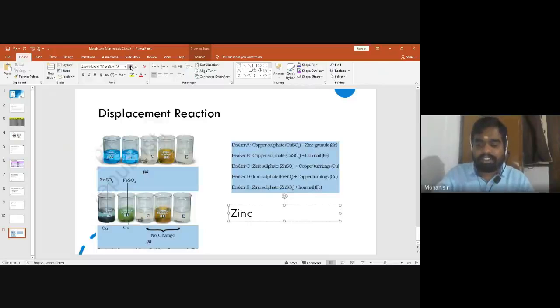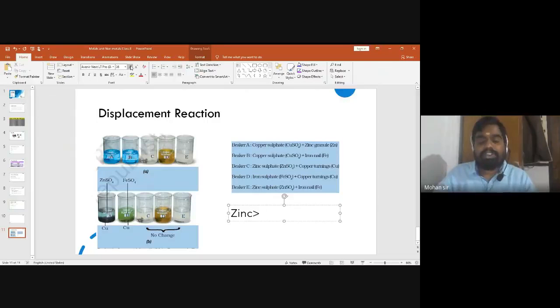See, zinc is displacing copper from copper sulfate solution. Iron is also displacing copper from copper sulfate solution, and zinc is also displacing copper from copper sulfate solution. So zinc is highly reactive now. Why am I telling zinc is highly reactive? Because iron is not displacing zinc from zinc sulfate solution.